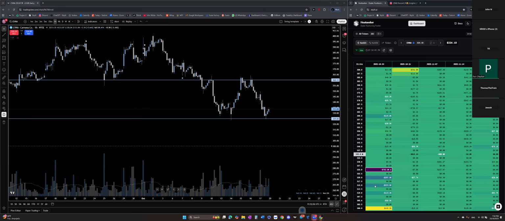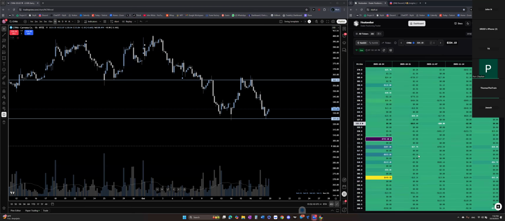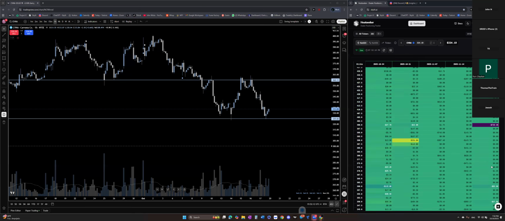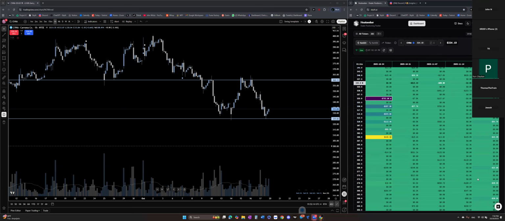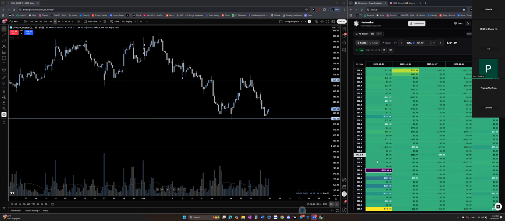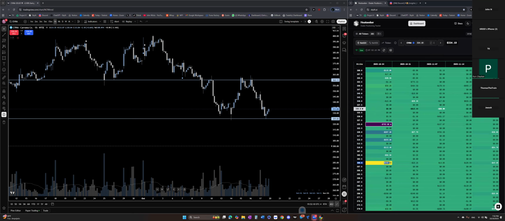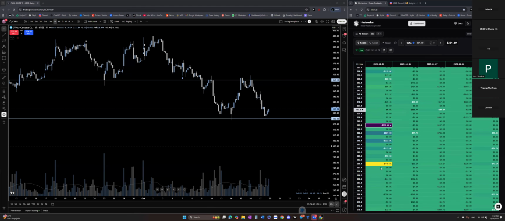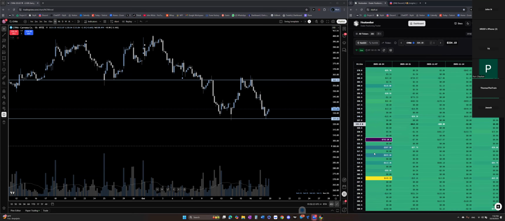Maybe try to catch a mapper shuffle back up to 325 or 360, or even there's a node here at 390. OpEx nodes are really far out there. So short term, I'd be bullish if we come and tap 300 and bounce. I'd be targeting upside instead of just chasing puts down to 300.